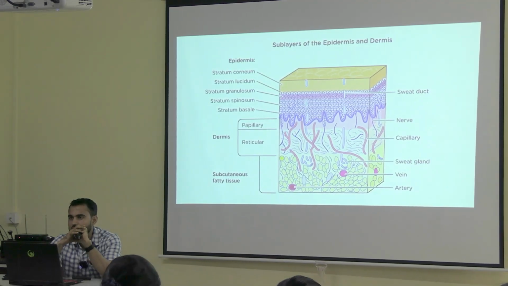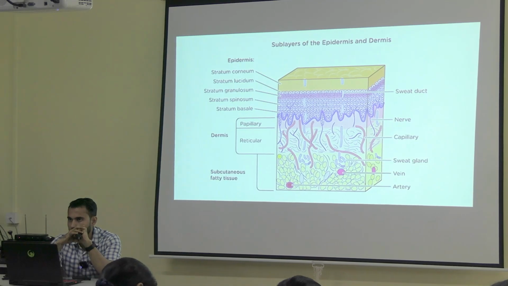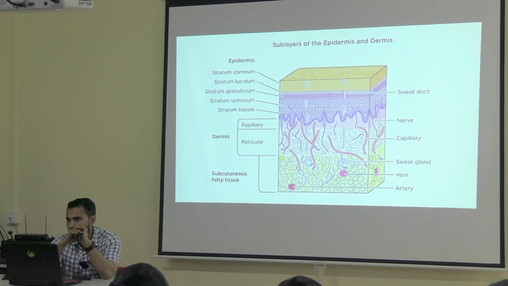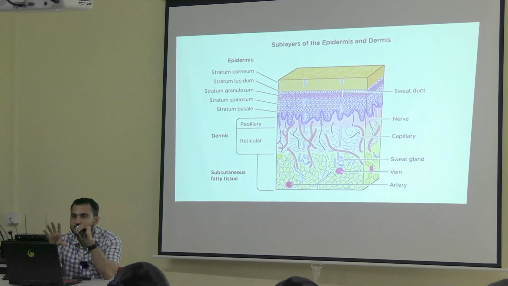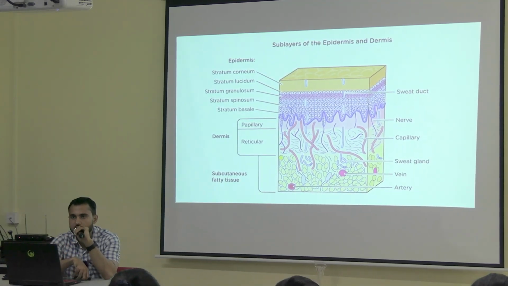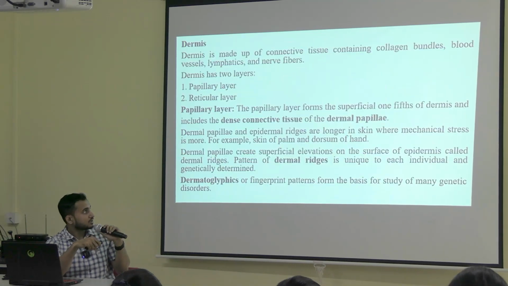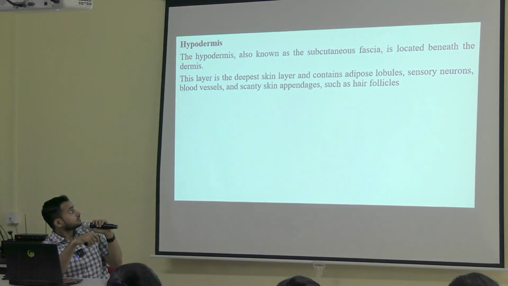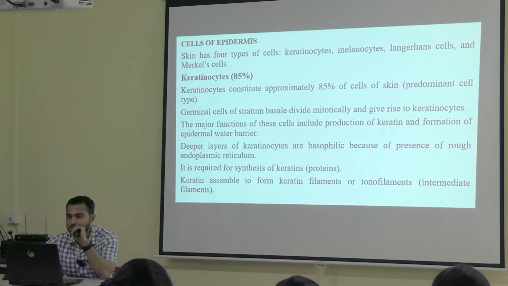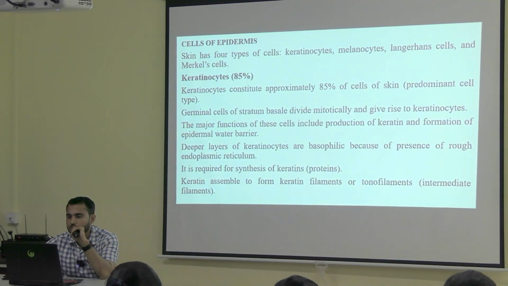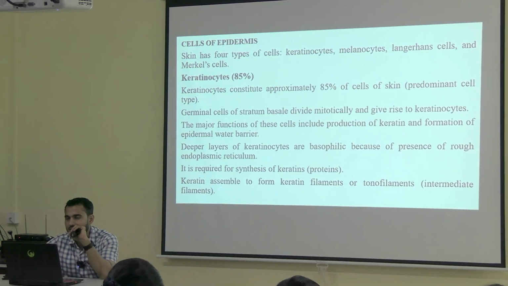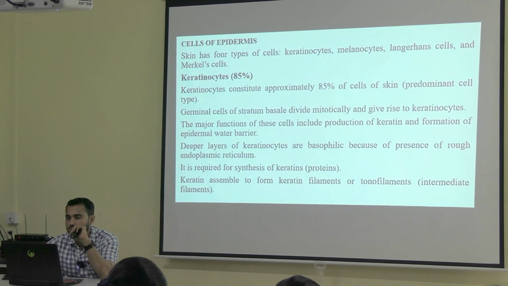Once you go to the dermis, the number of cells is very low. Once you are in the epidermis, different types of cells are there. So there is a list of cells present in different layers of the epidermis. Here you can see the list. The most common one is the keratinocytes. After that, melanocytes, Langerhans cells, and Merkel cells. These are the different types of cells present.